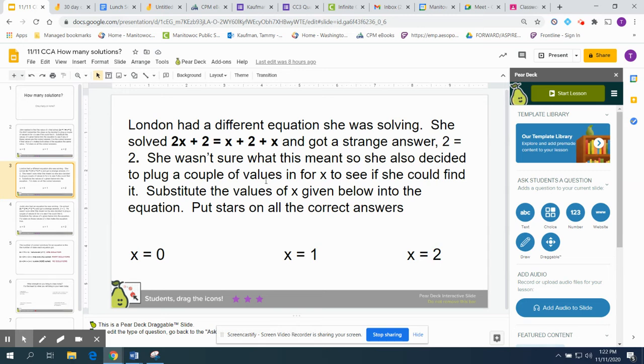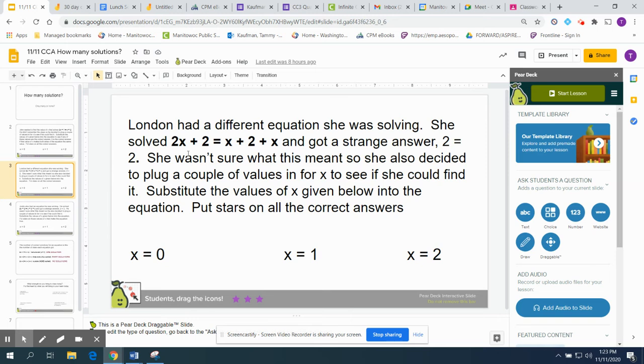And usually when I get to the point that I have at least 2 answers, that means I have infinite, but I'm going to try it. X is equal to 2. Well, 2 times 2 is 4, plus 2 is 6, and 2 plus 2 plus 2 is 6. So I get 6 is equal to 6. So x equals 2 works as well. And what this really means is when I get an answer like 2 is equal to 2 and there's no variable, and that's a true statement because 2 is always equal to 2, that means there's infinitely many solutions because there's not a variable anymore.